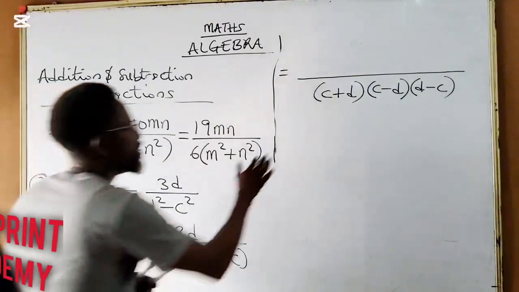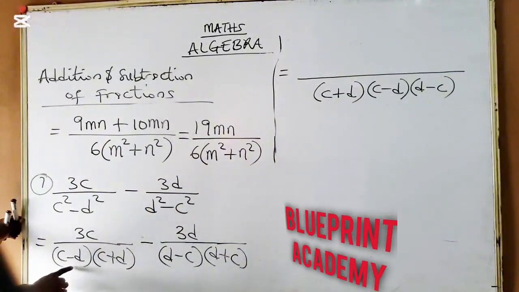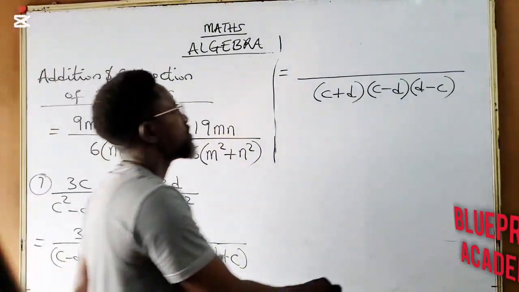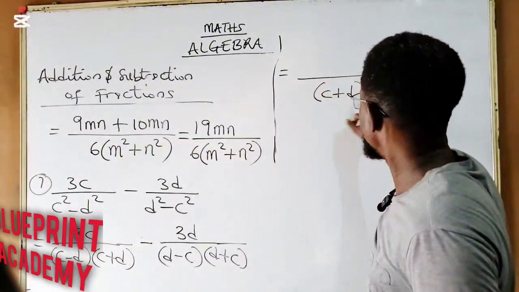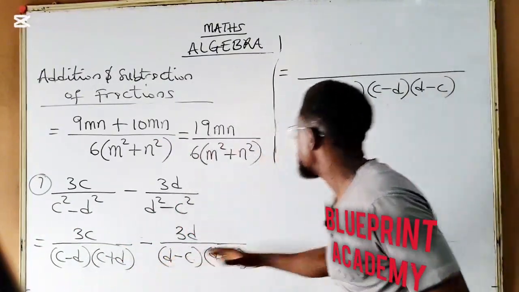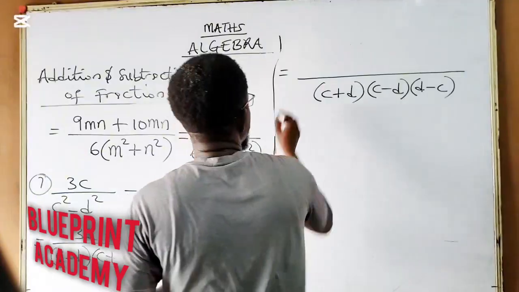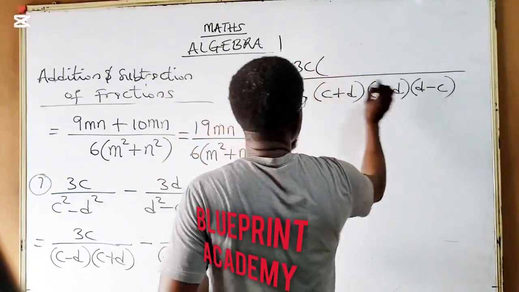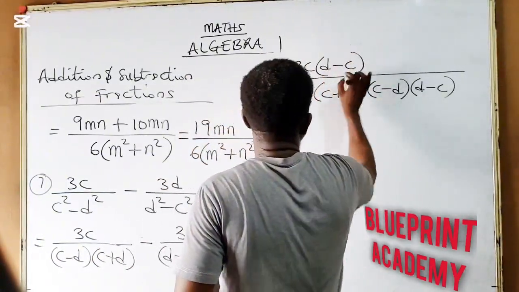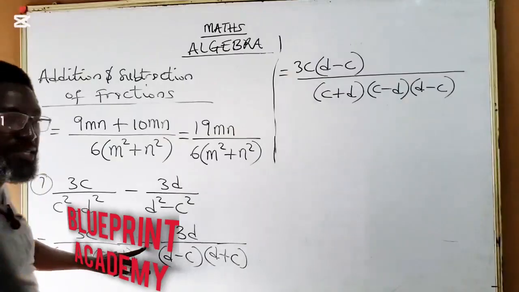So now, this one here, divided by this. This is c minus d, c plus d. If everything here divides, we divide by this one, we are left with d minus c. So I have this 3c into d minus c. They will still cancel out in the long run, so let's leave that. We bring out this minus now.